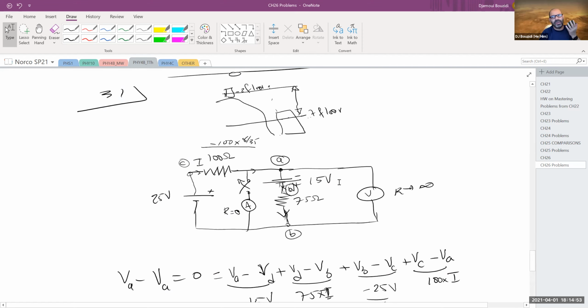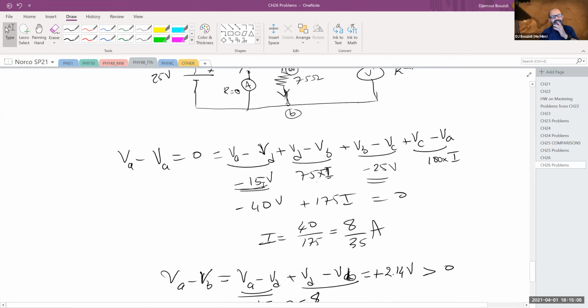Because if you're not dropping by 15, it could be dropping by 16, for example. That's not the question here. What I'm saying is the opposite of dropping by 15. So you're rising by 15. Okay, so that's the only thing you have to be careful about.